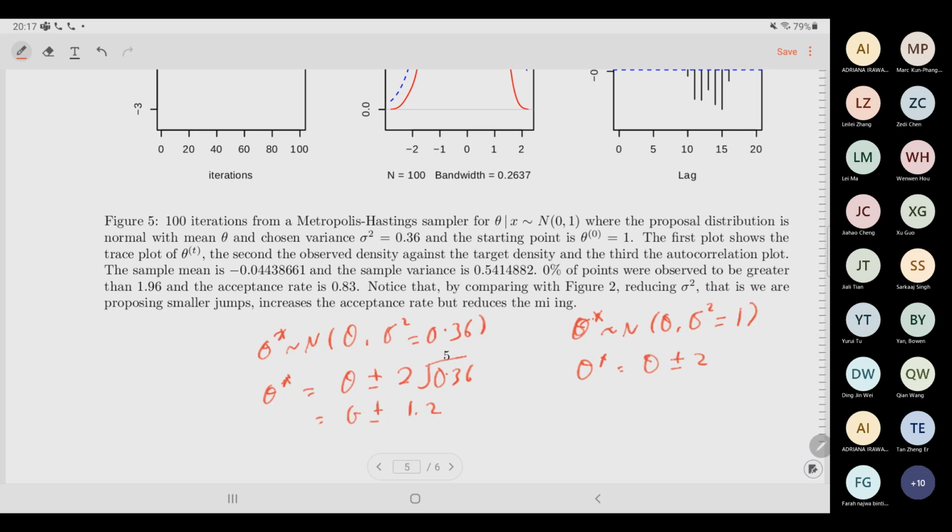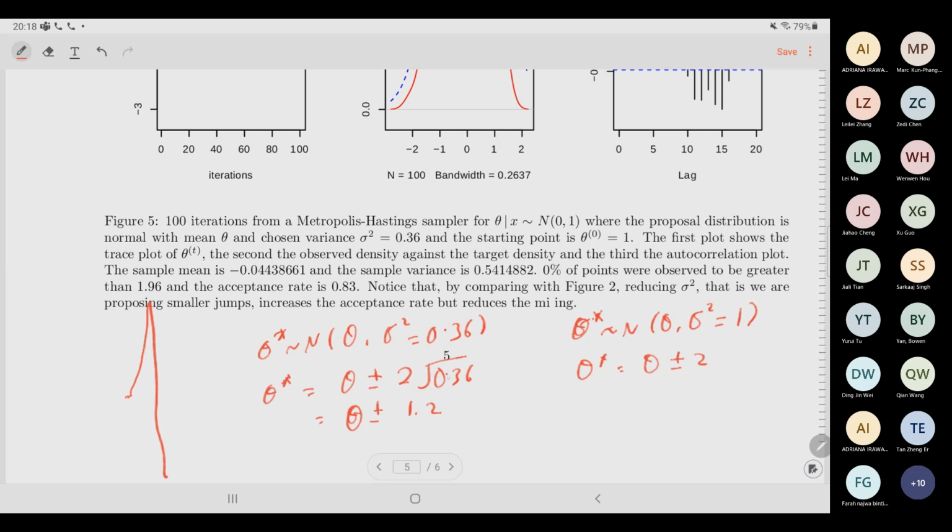Okay, so this means that if I were to have a proposal, then my movement is actually maximum around 1.2. But if I have a sigma square of 1, then I can actually move 2. So my jumps, meaning that if I'm here, I can go higher or go lower. There is a probability of moving higher or lower.